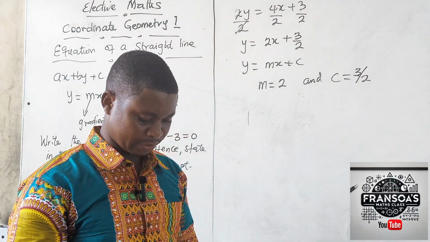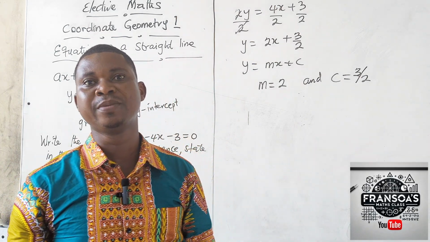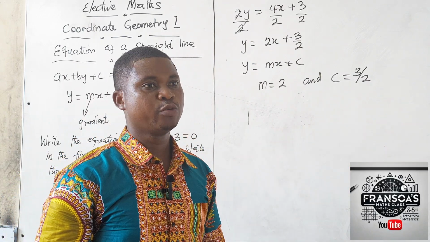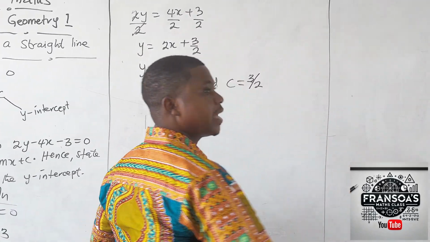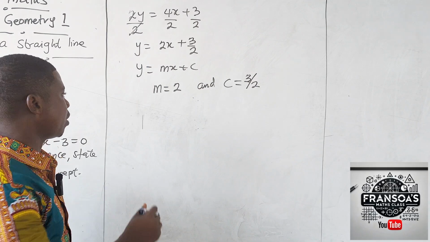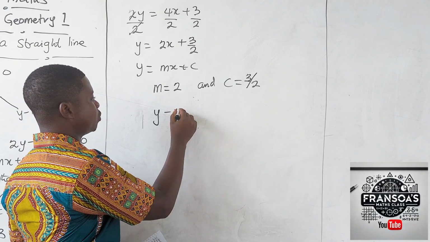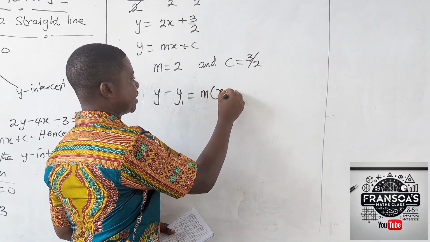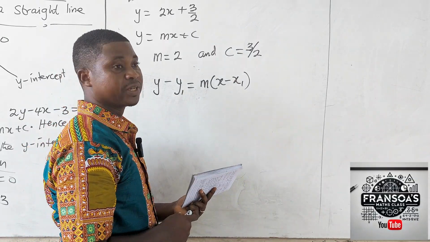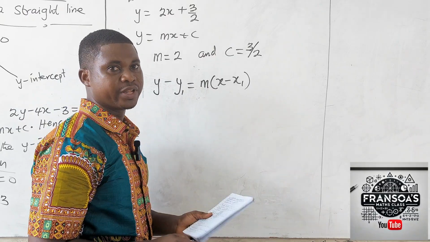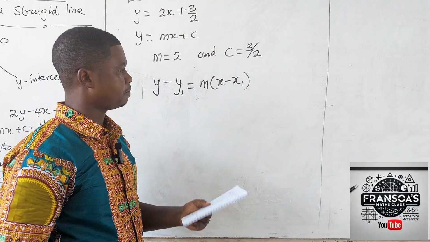Now let's also look at another formula which will help you. Sometimes you may be given a gradient and a point to find an equation. When you are given a gradient and a point, then you are supposed to use the formula y minus y1 equal to m bracket x minus x1. Your y1 and your x1 become the point that has been given, and your m will be the gradient. So let's get an example here and see how we solve it.